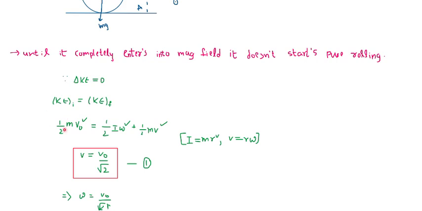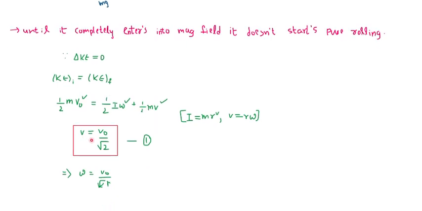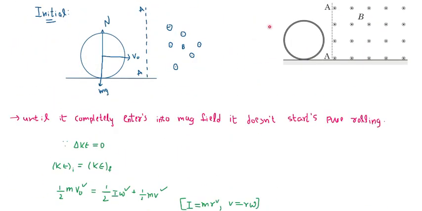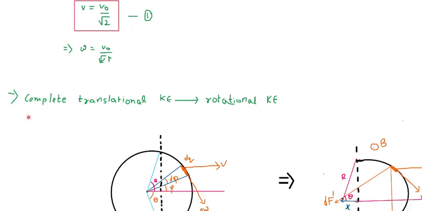The initial kinetic energy is half m v naught square. The final kinetic energy is half I omega square plus half m v square. From this we can find v equals v naught by root 2, where omega is the angular velocity after pure rolling. So we find omega equals v naught by root 2 r. I have written here one statement: the translation kinetic energy is converted into rotational kinetic energy.